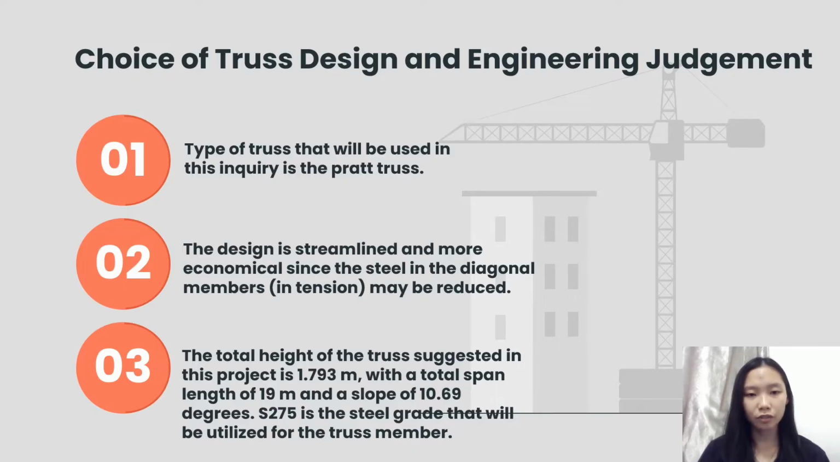As for the choice of truss design and engineering judgment, the first type of truss that will be used in this inquiry is the Pratt truss. The design is streamlined and more economical since the steel in the diagonal members may be reduced. After that, the total height of the truss suggested in this project is 1.793 meters, with a total span length of 19 meters and a slope of 10.96 degrees. And S275 is the steel grade that will be utilized for the truss members.